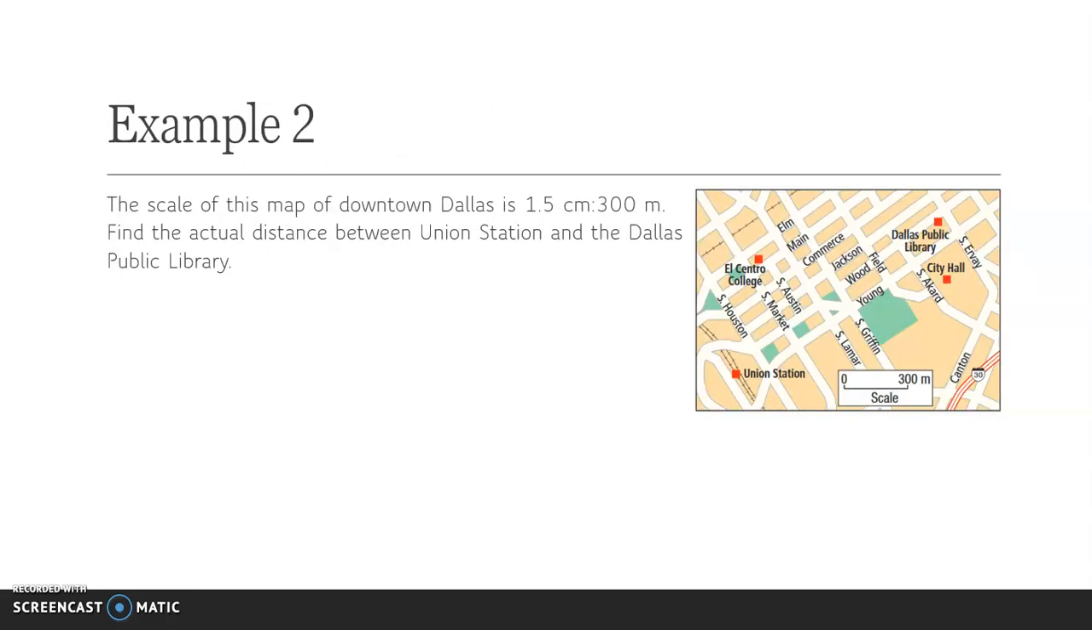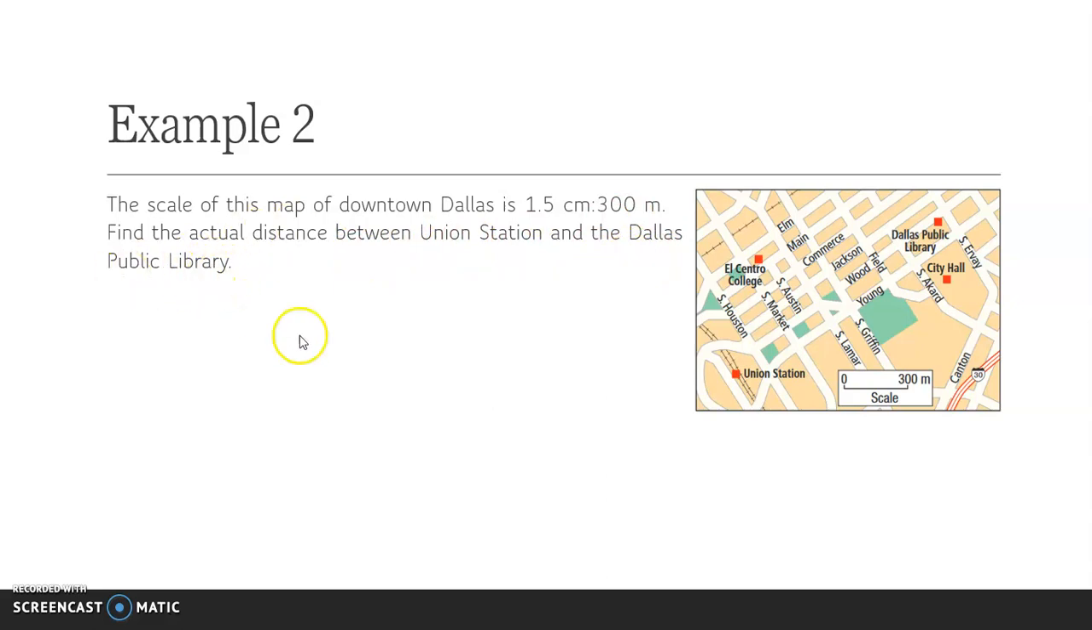Okay, so I don't know if you've ever thought about it, but all maps are scale drawings, because if we had a map that was as big as the thing it actually represented, well, a map of New Jersey would be as big as New Jersey. So all maps are scale drawings. So let's take a look at this map of Dallas to see if we can find actual distances. The scale of the map is 1.5 centimeters to 300 meters. And they want us to find the actual distance between Union Station and the Dallas Public Library.